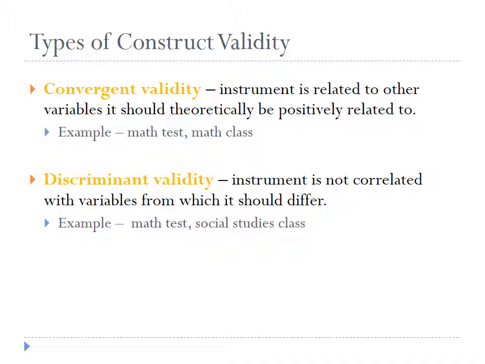Discriminant validity is when instruments are not correlated with variables in which they should differ. So if we're assessing math ability, that math test should not correlate with how you're doing in your social studies class. We would not expect them to have any relationship between the two. They would be discriminant.